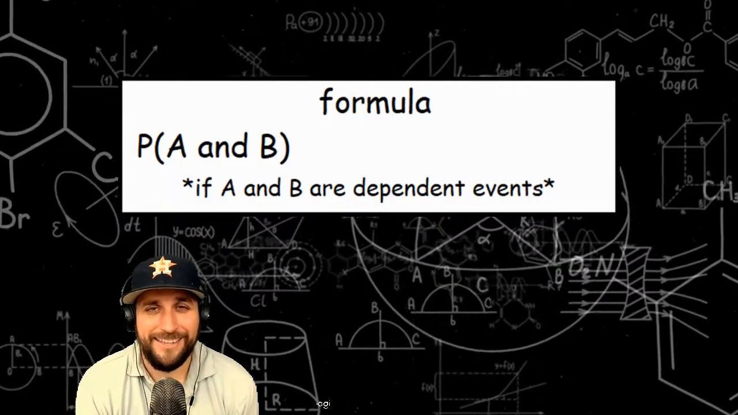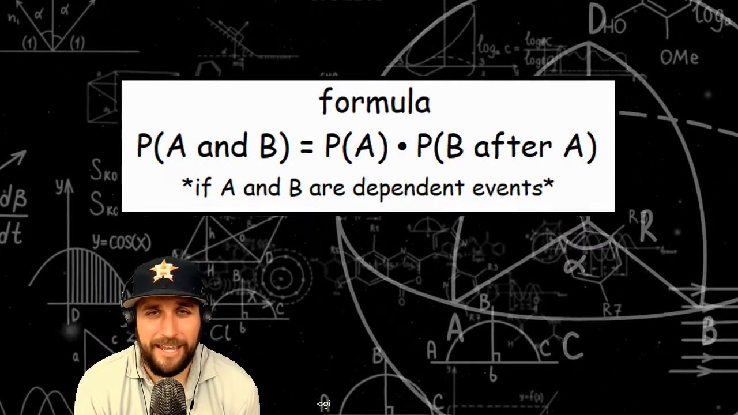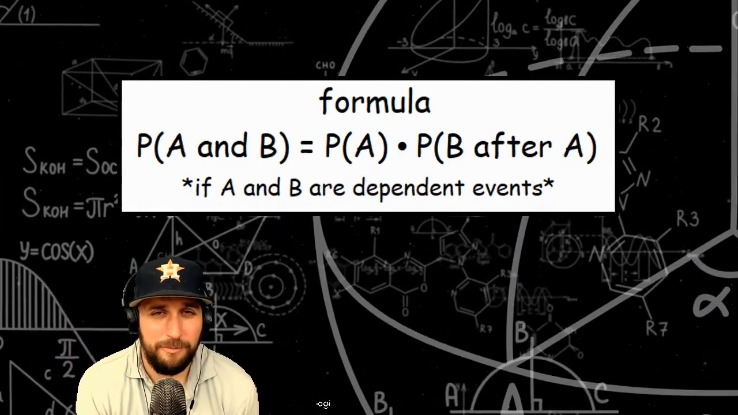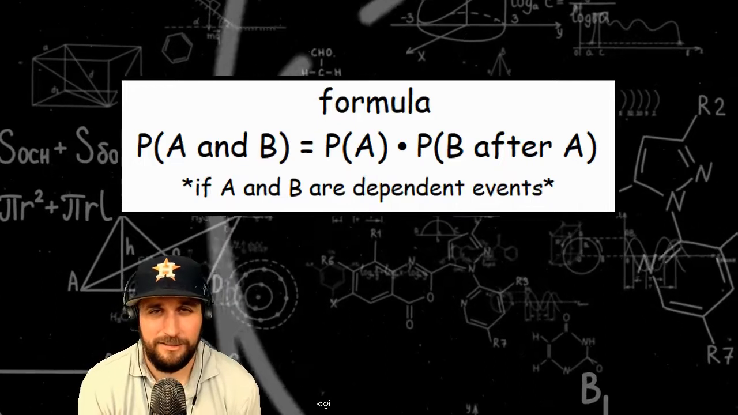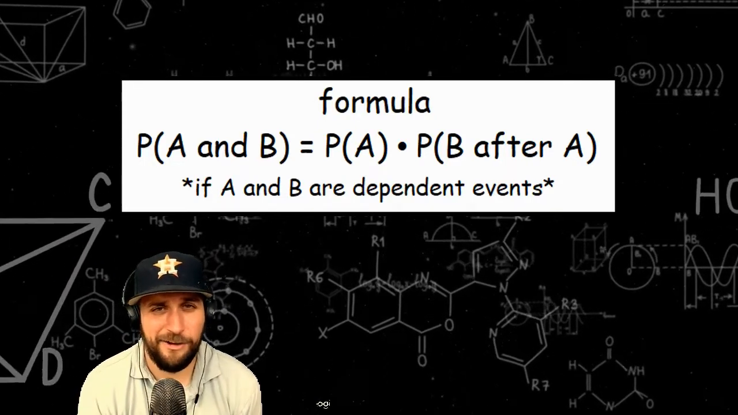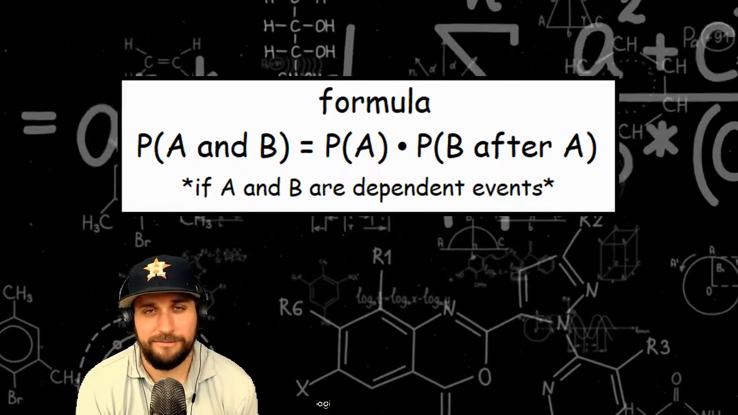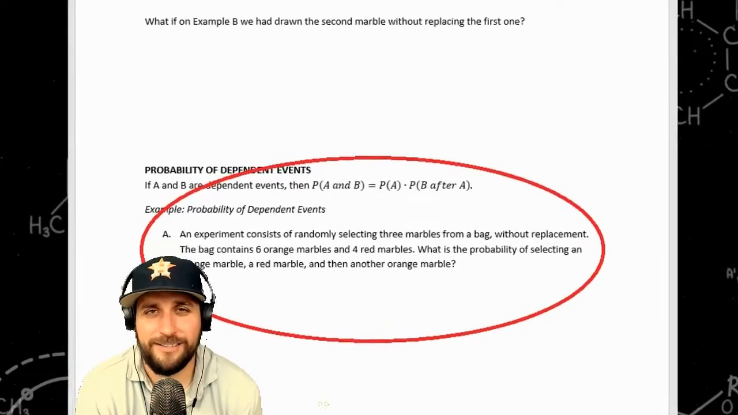So this brings us to a formula for dependent probability. Probability of A and then B, if A and B are dependent events, it's the probability of A times the probability of B after A. So it's the probability of B happening, but you have to assume that A already happened. So, yeah. So let's try an example.